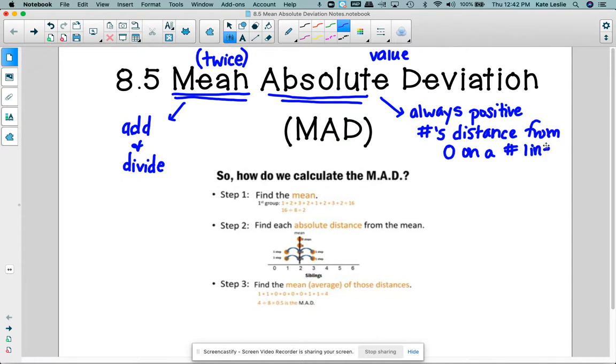Well, we're not actually going to be using a number line today. We're actually going to be finding a number's distance from the mean. We still want to make sure that it's always positive. So you're going to see when I subtract, I'm going to make sure that I'm always subtracting a smaller number from a larger number so that we always get a positive value in our data set. This might be a little confusing to you. Let's write down some steps that are involved, and then we'll practice this with a couple of problems. Here we go.